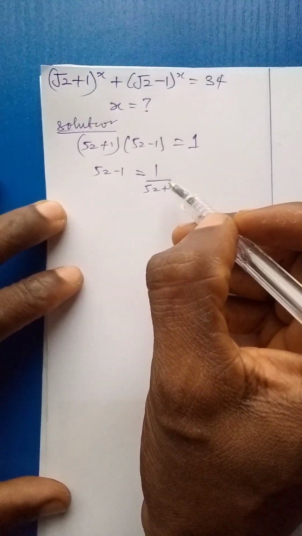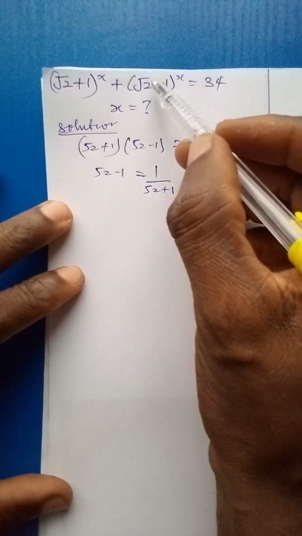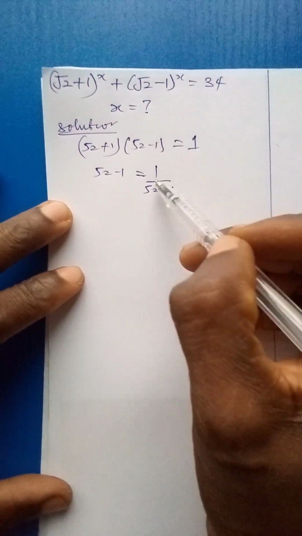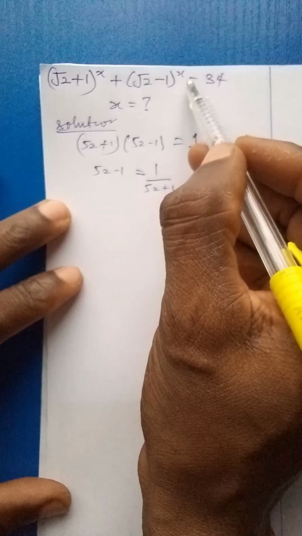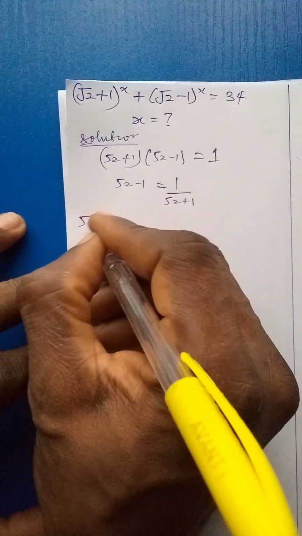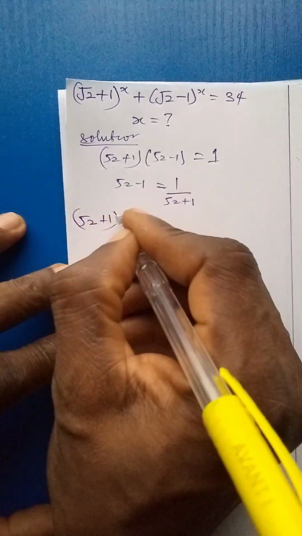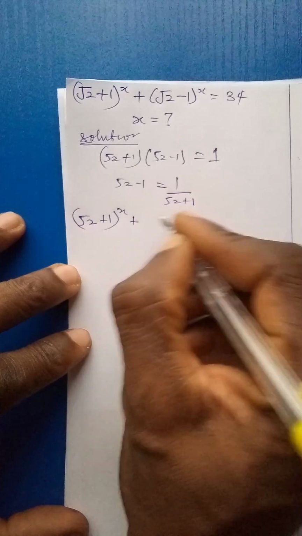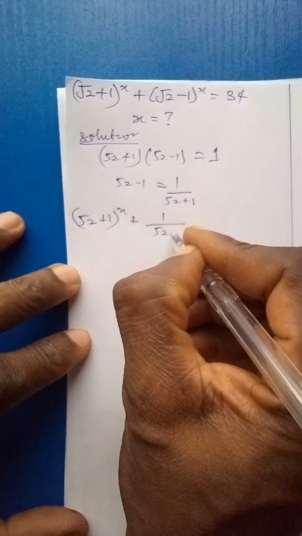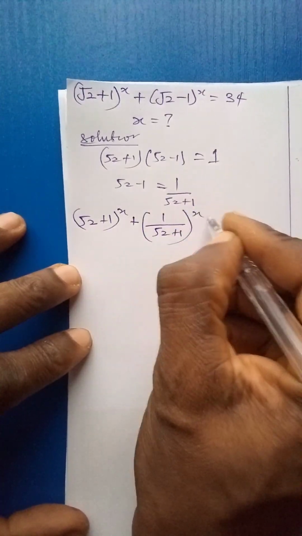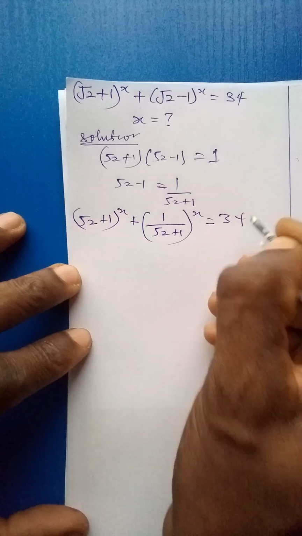So what I will do is to substitute √2 − 1 with 1 over √2 + 1 in the original question. (√2 + 1)^x + (1/(√2 + 1))^x is equal to 34.